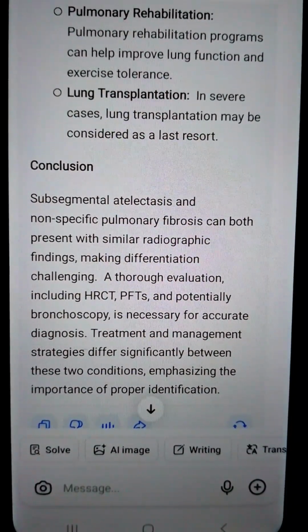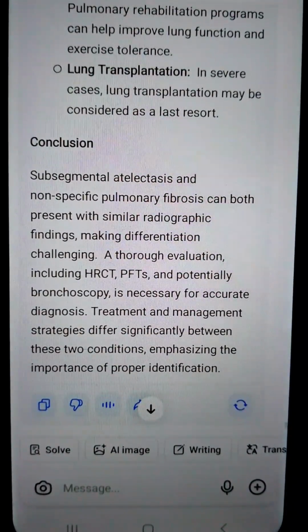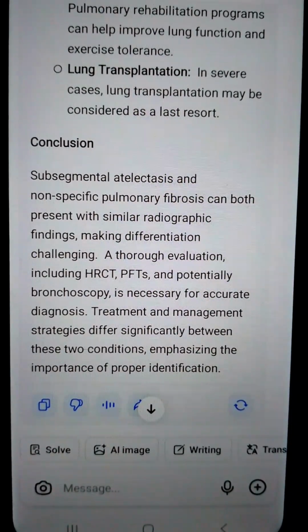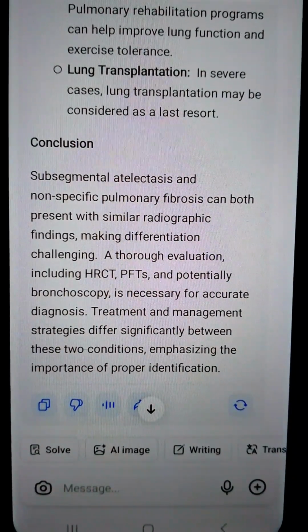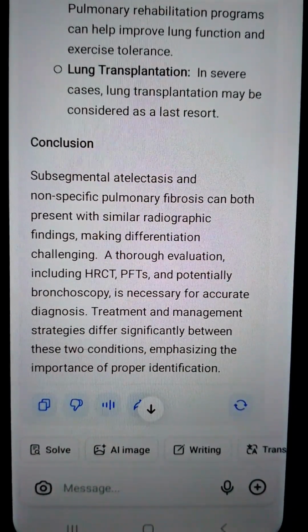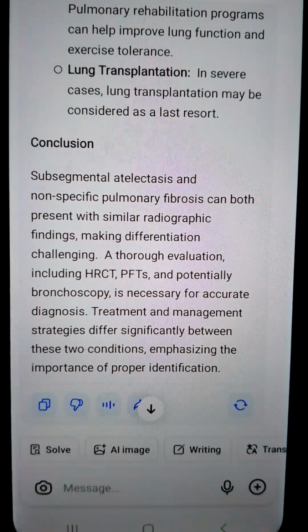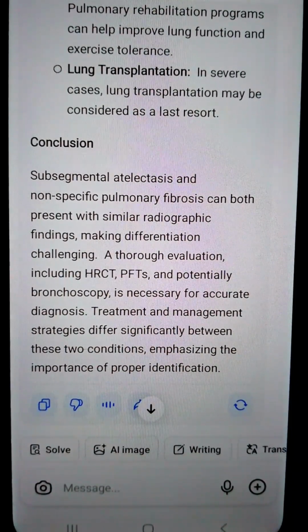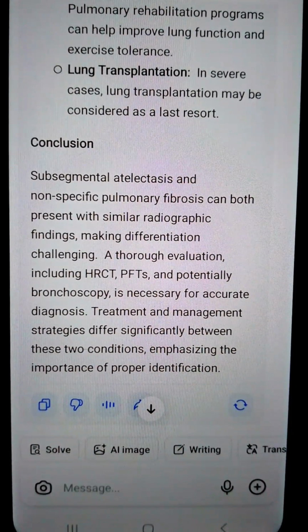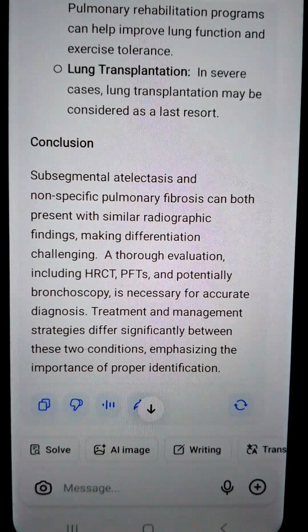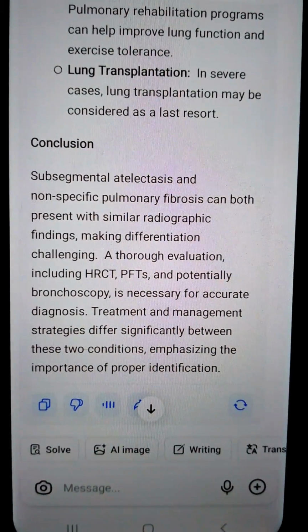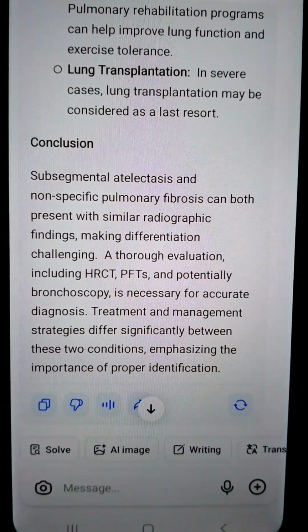Conclusion. Subsegmental atelectasis and nonspecific pulmonary fibrosis can both present with similar radiographic findings, making differentiation challenging. A thorough evaluation, including HRCT, PFTs, and potentially bronchoscopy, is necessary for accurate diagnosis. Treatment and management strategies differ significantly between these two conditions, emphasizing the importance of proper identification.